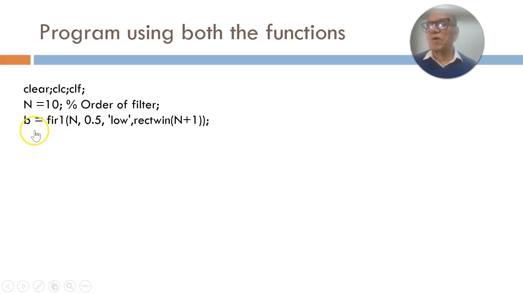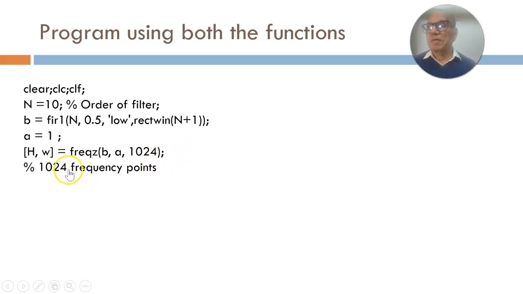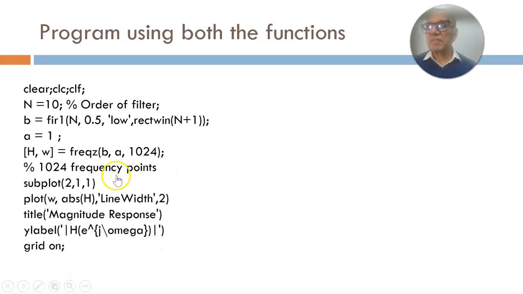Okay, then you obtain the coefficients. So call the FIR function, provide n, then provide the normalized cutoff. This says low pass filter and the rectangular window. So when this statement is executed, B coefficients are available. A, as we discussed, is set to 1. And now you can use the frequency Z function, which will enable you to obtain the transfer function H, the complex transfer function, and the angular frequency values. So in this case, we are using 1024 frequency points. And then you can plot.